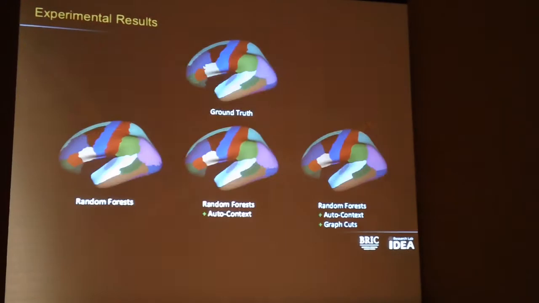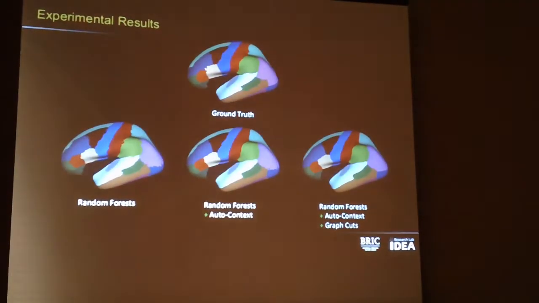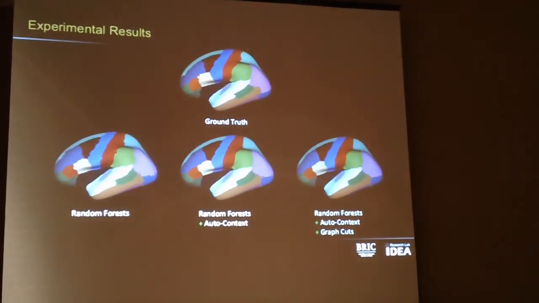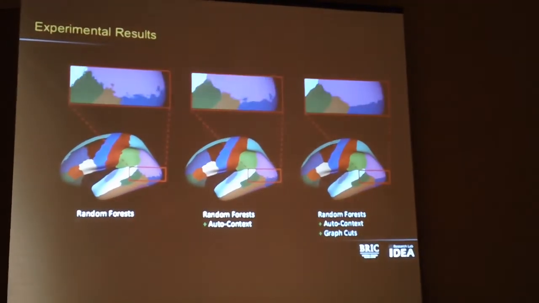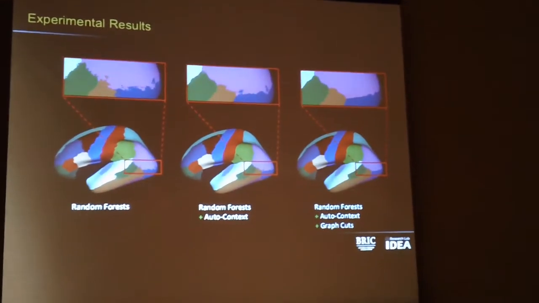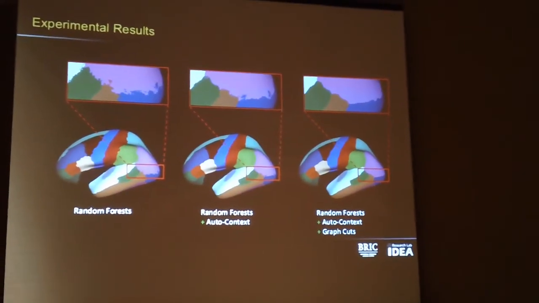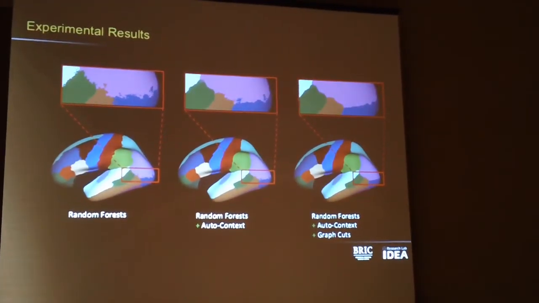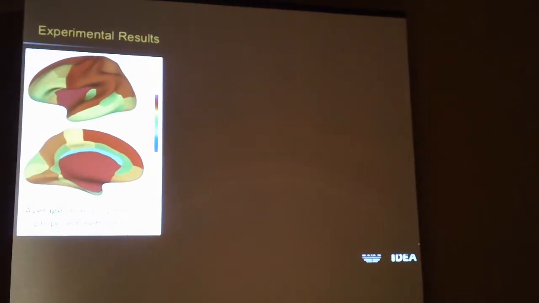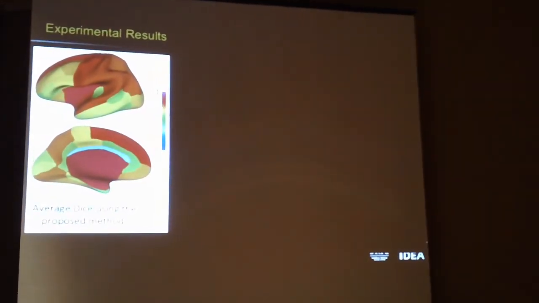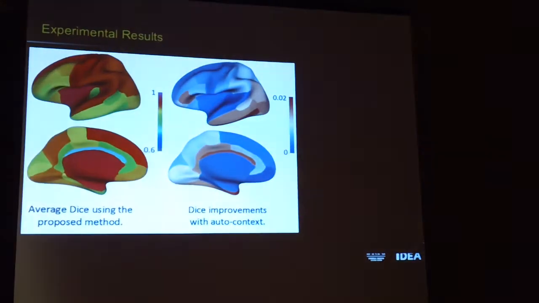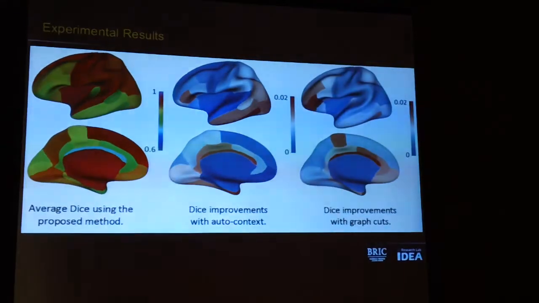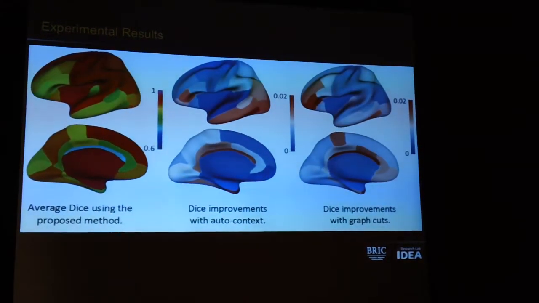For a better inspection, we map the label information to the inflated cortical surface. And you can see the random forest will have a very rough result. And auto context can refine this result. GraphCut can further refine this result. Now this figure shows the depth ratio in each cortical region. And the second figure shows the improvement using auto context. The third figure shows the improvement using GraphCut.